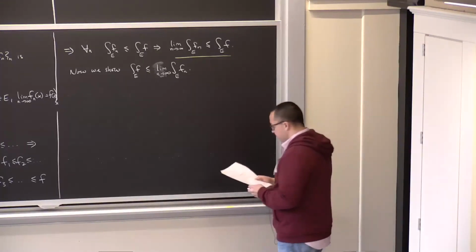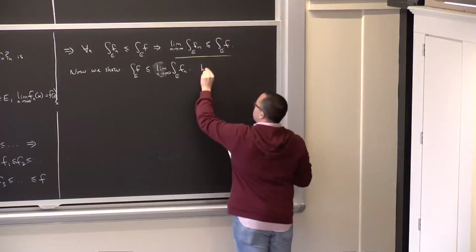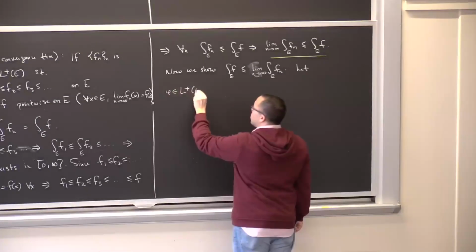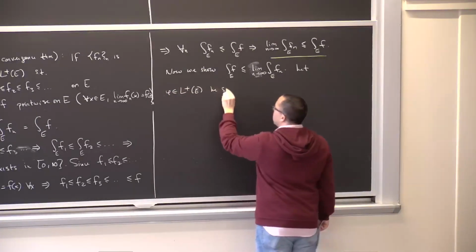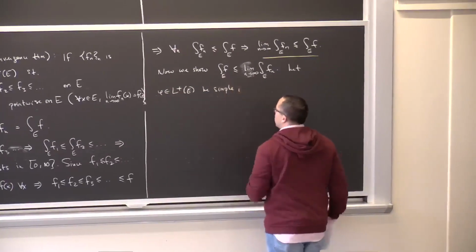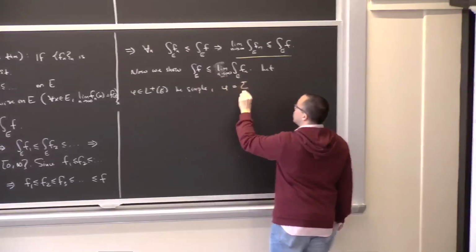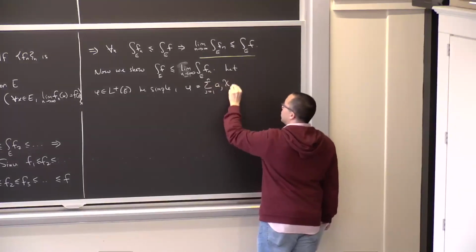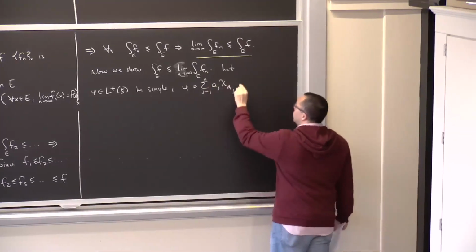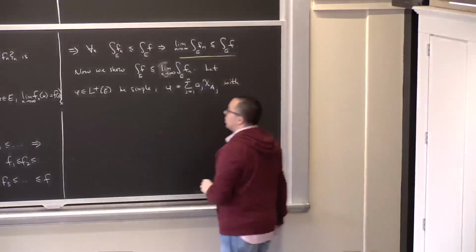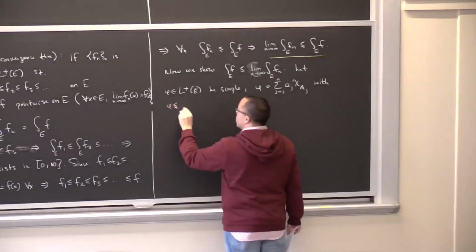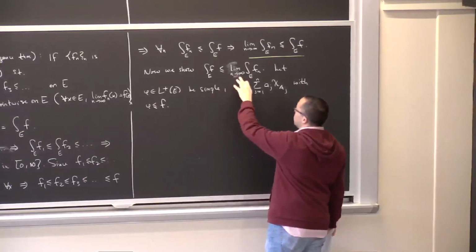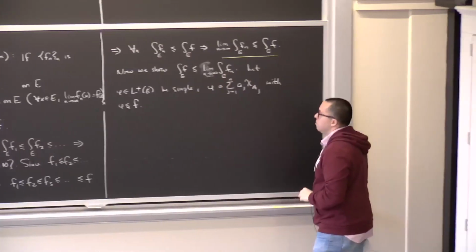So let phi be a non-negative simple function. Phi equals the sum j equals 1 to n of a_j chi_{A_j}, with phi less than or equal to f. And our goal is to show that the integral of phi is less than or equal to the limit as n goes to infinity of the integral of fn. Okay?